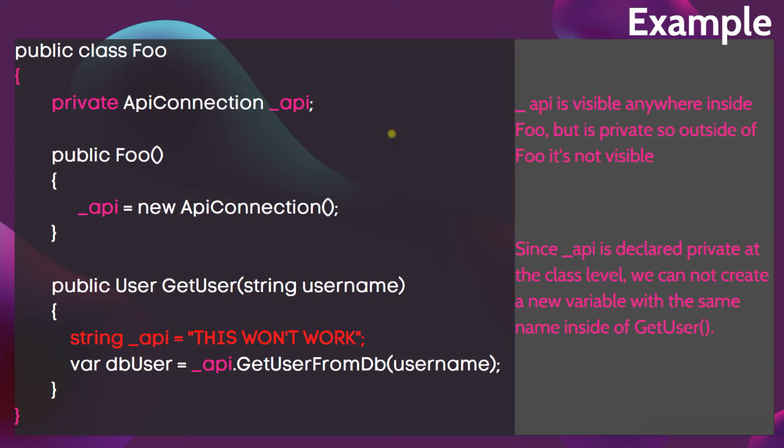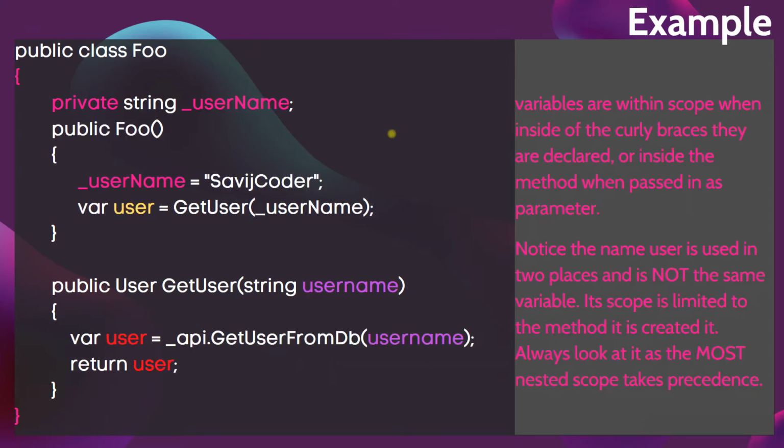So what happens when we are inside of curly braces when we define things? So here's another class foo. This time it's got a string called underscore username. And in our constructor, we're hard coding Savage Coder as the value of username. It's a string, so we're happy. Then inside the constructor, we're calling a method down here called getUser, and we're passing it underscore username.